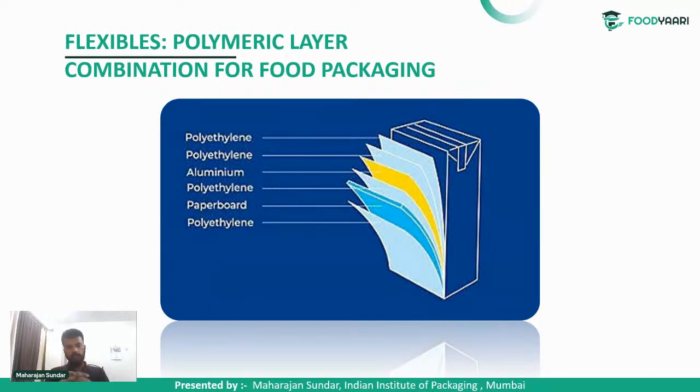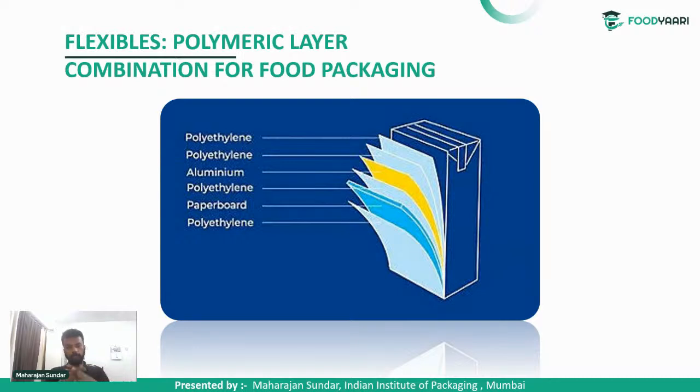For tetra pack, these are the packs we use to drink juices, and milk packets are coming in tetra packs. The outer layer is made of polyethylene, which is a printable layer, and the next layer is the paperboard. Paperboard is the thickest, which gives the proper structure and standing strength to the tetra pack. Then a polyethylene layer, which is nothing but a polymer adhesive layer. Then comes aluminum foil, then an adhesive layer, then polyethylene.